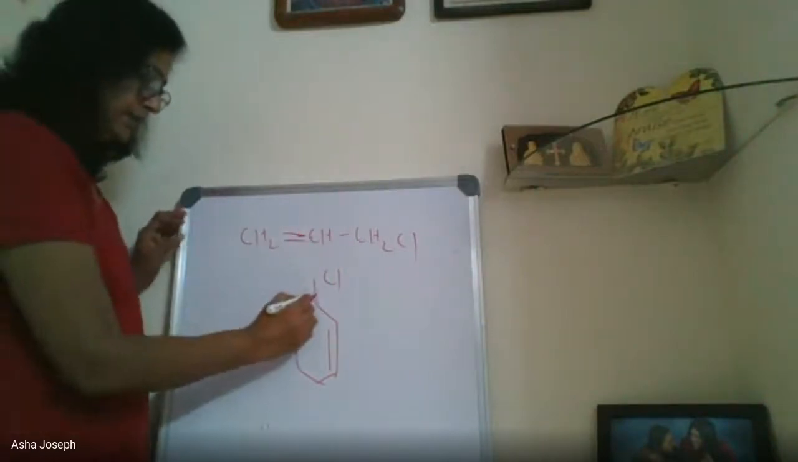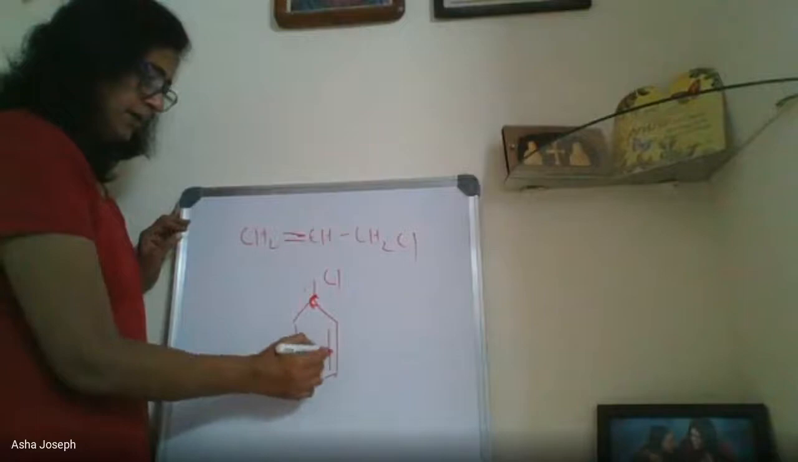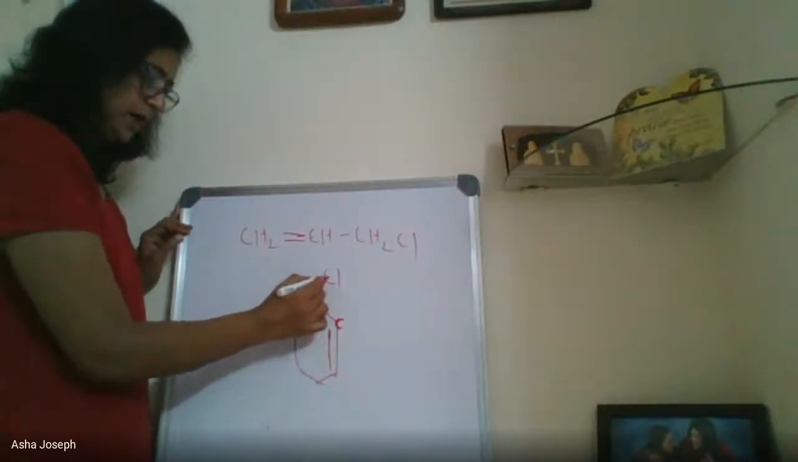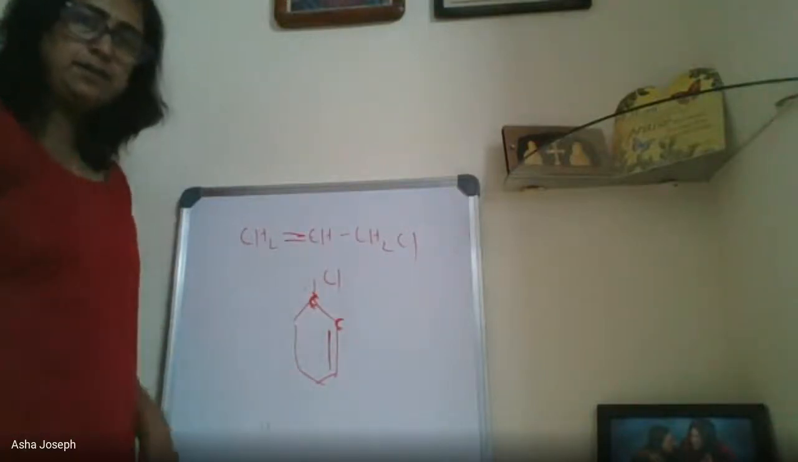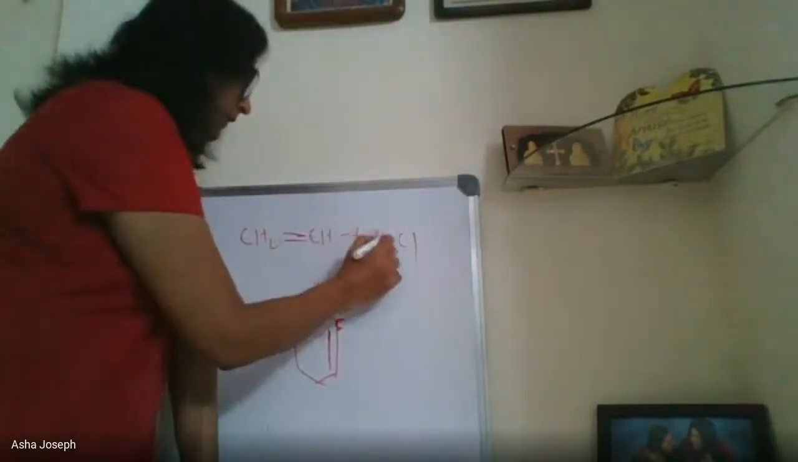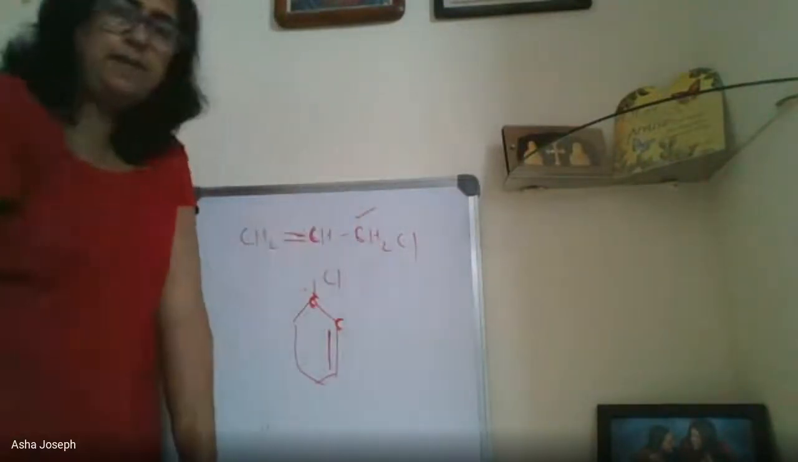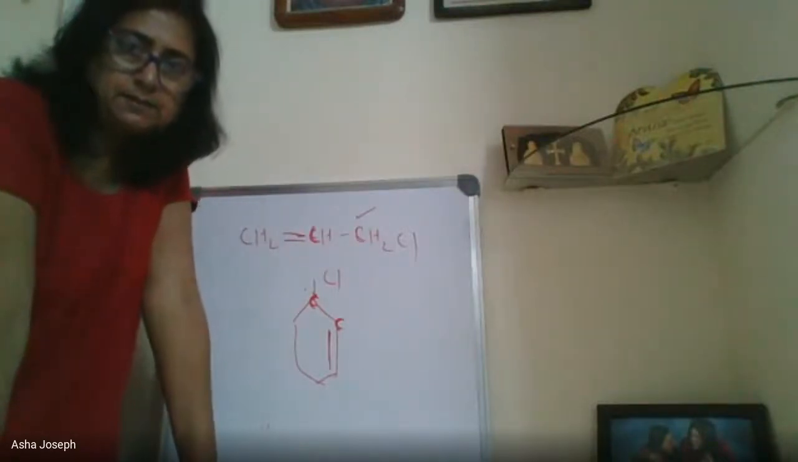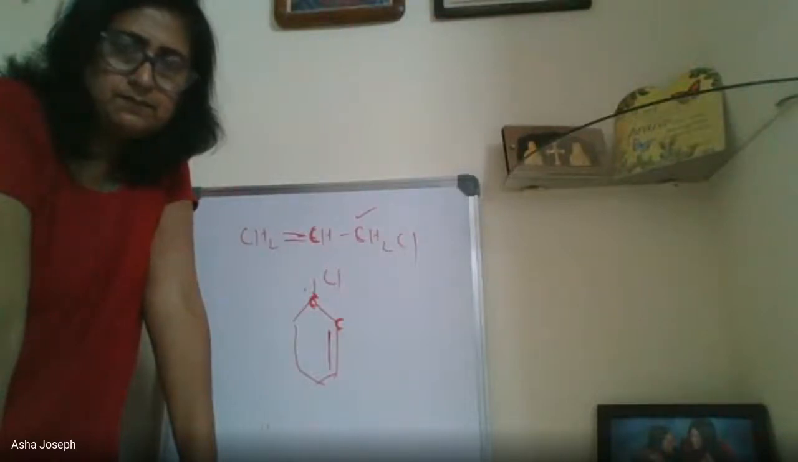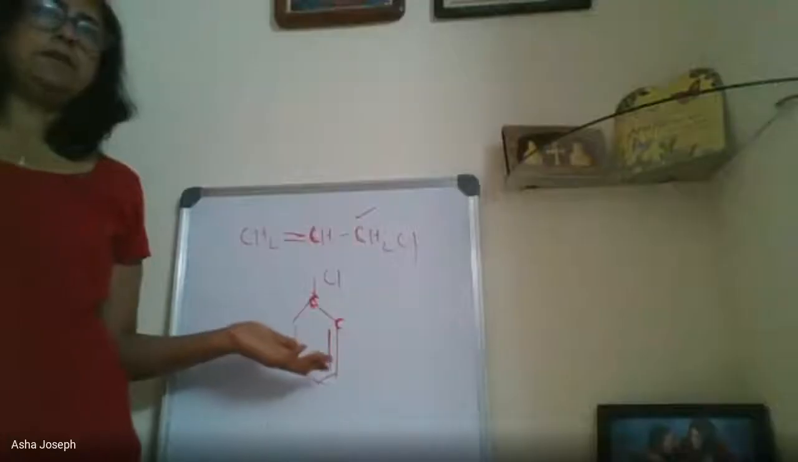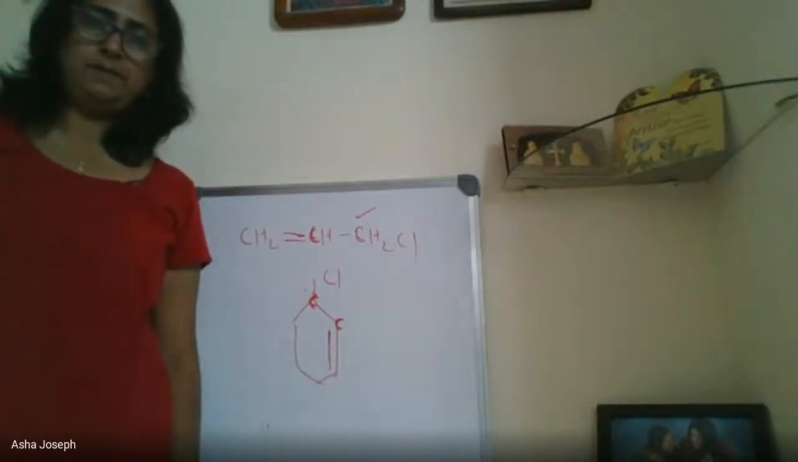Here, this is the carbon connected, and here the double bond. This is the carbon containing the double bond. So the halogen is next to the carbon containing the double bond. Got it? Halogen is in the next carbon. Then it is an allylic type of halide. Understood? Yes, ma'am. This will be the question. From classification itself, a question is coming.